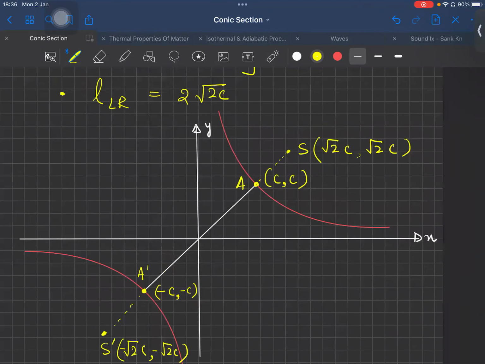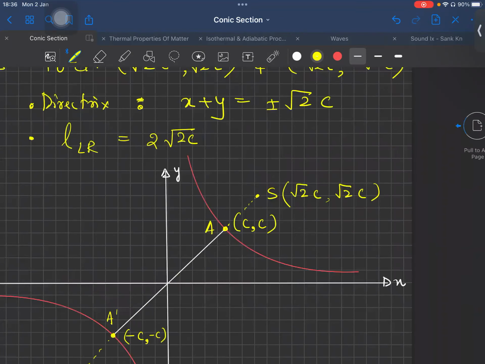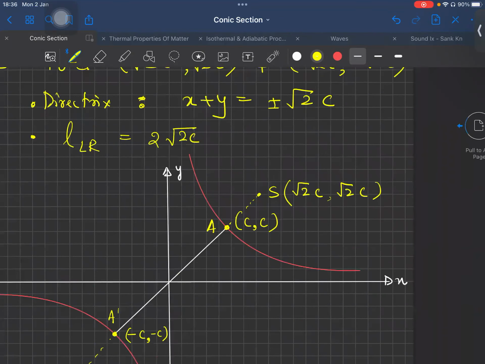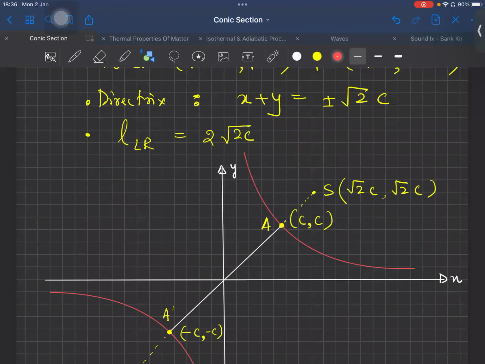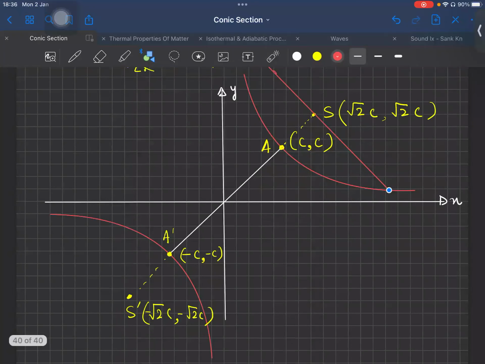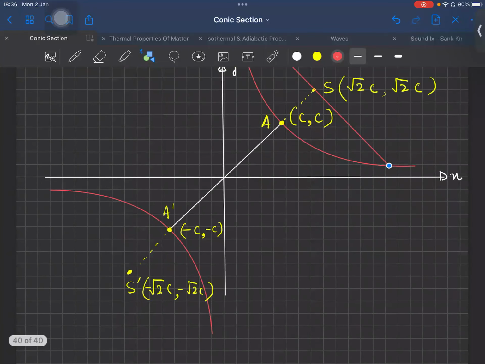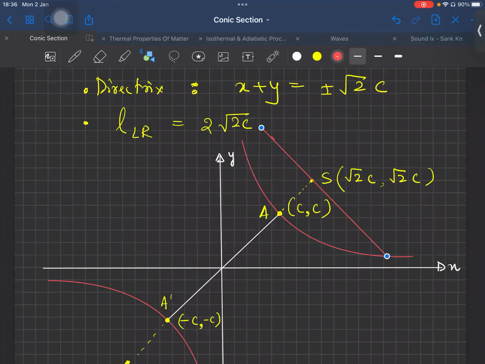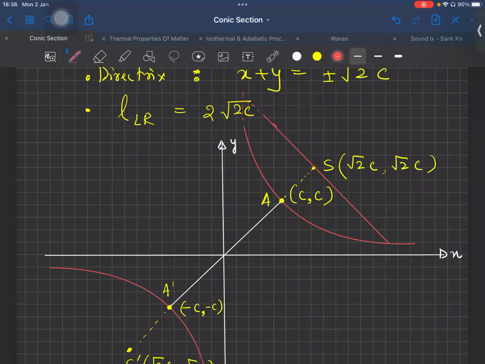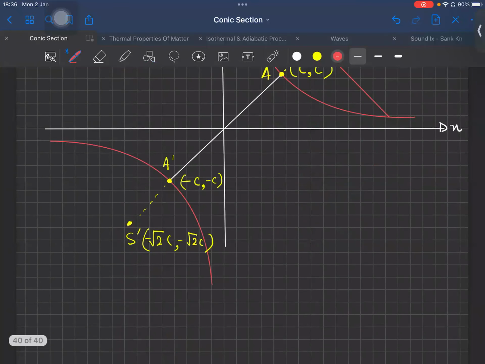Now what will be its latus rectum? The latus rectum will be here, passing through the focus. So that will be your latus rectum. If you extend it, of course, it has to intersect the curve somewhere here. Okay, so that will be your latus rectum.